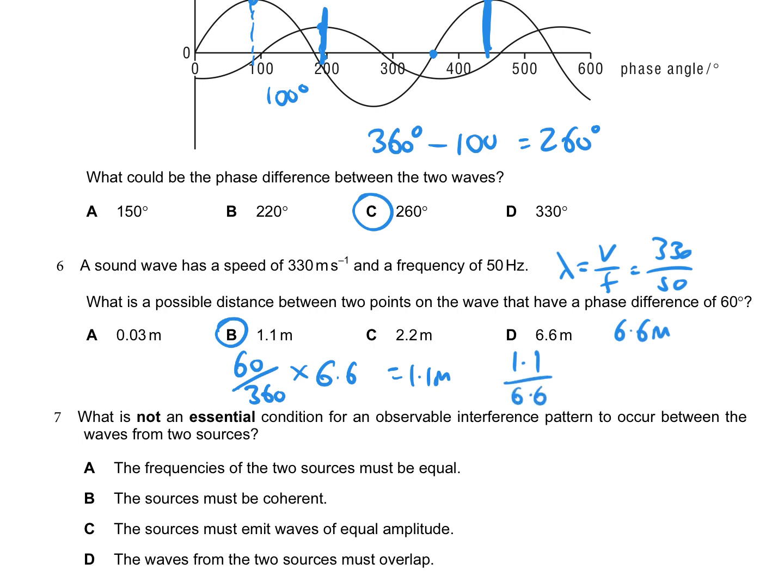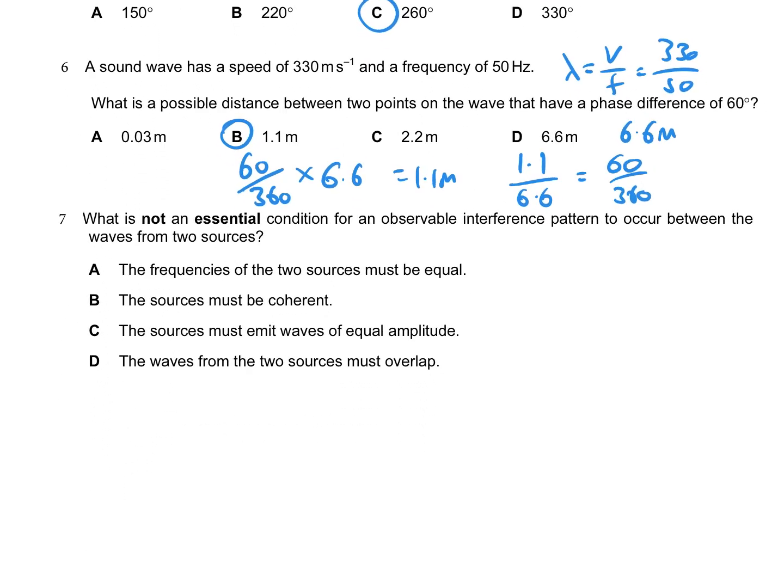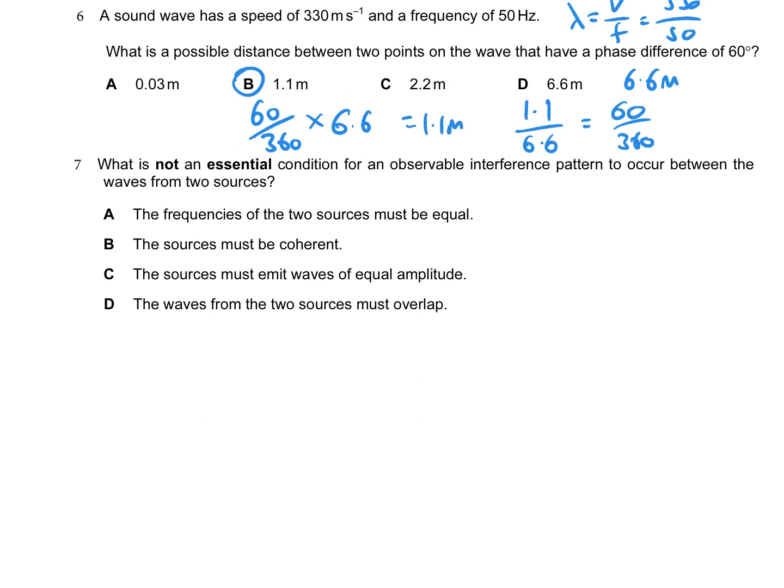1.1 over 6.6 is the same as 60 over 360. Just remember that one complete oscillation is 360 degrees. Though we may have not done interference patterns by the time we watch this, I'll go over this briefly now.